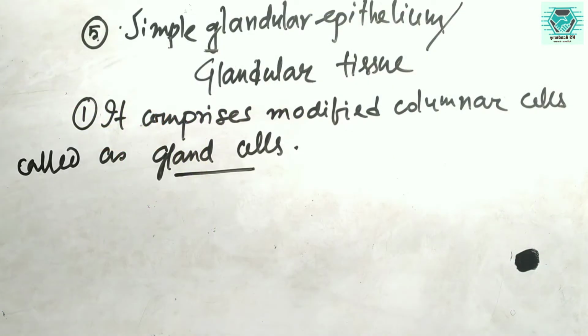The number 5th type of the simple epithelium is simple glandular epithelium, also known as glandular tissue. Here in the features we found that they comprise modified columnar cells, which are called gland cells, present on the basement membrane. They form different types of glands.